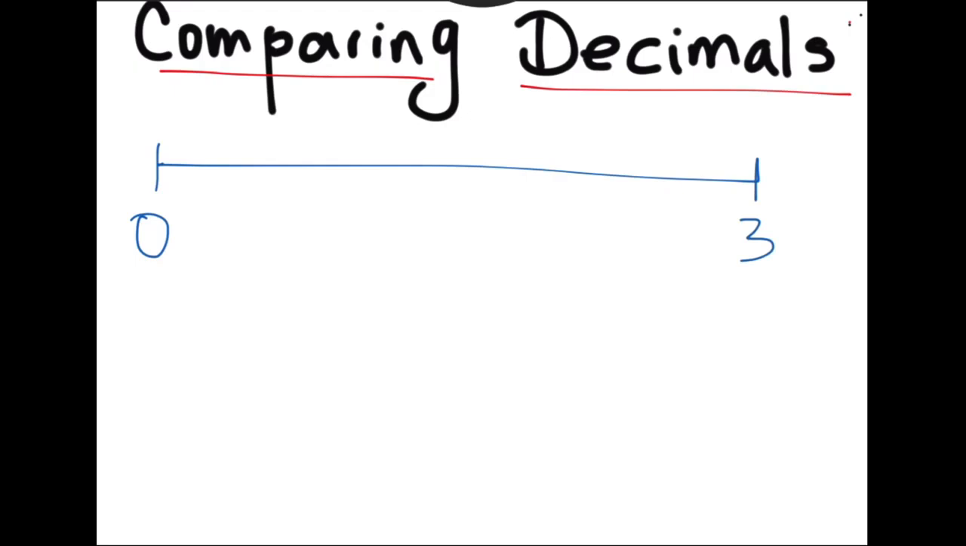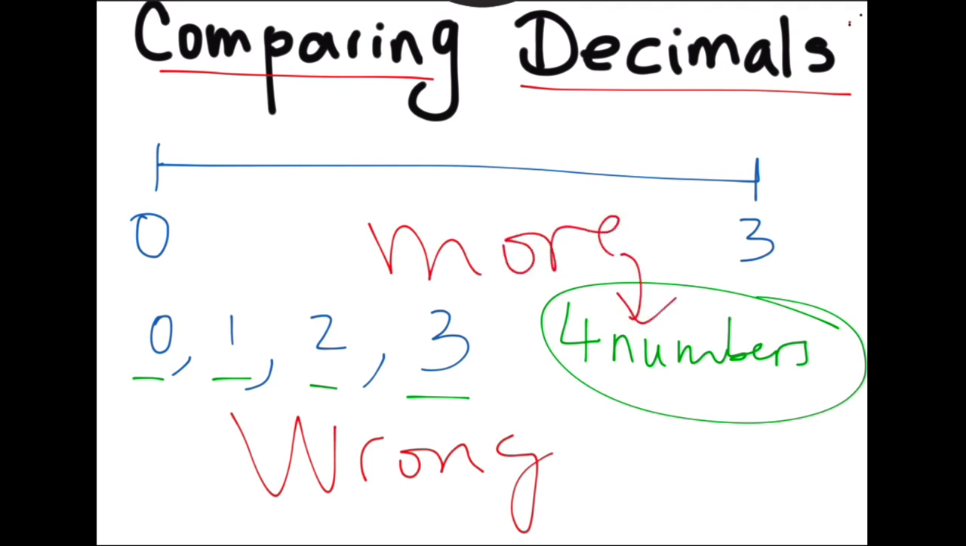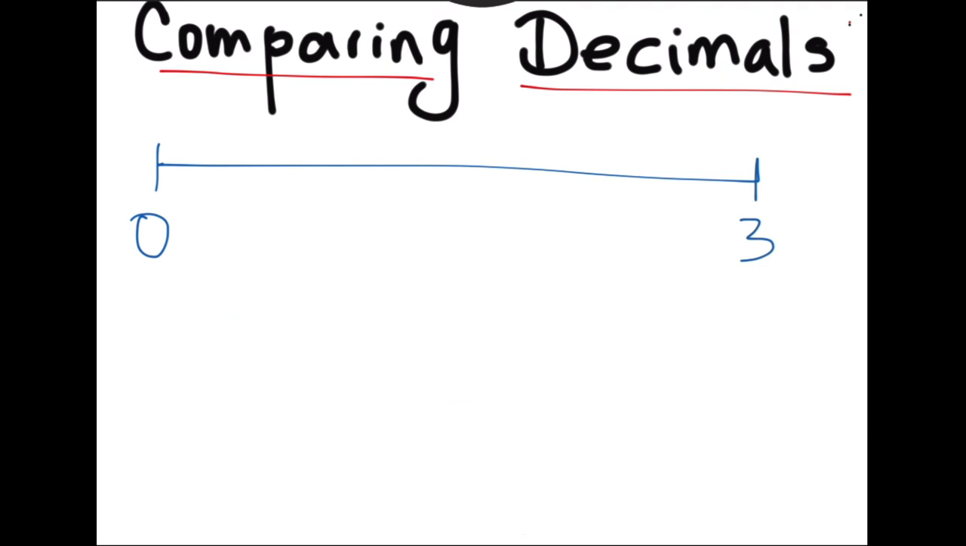You'll probably think we have 0, 1, 2, and 3, right? And that would be 4 numbers. 1, 2, 3, 4. Well, that's wrong. We have much more than just 4 numbers. Let's use the number line to put some of these numbers there. But how about numbers between 0 and 1? We have some things here as well.